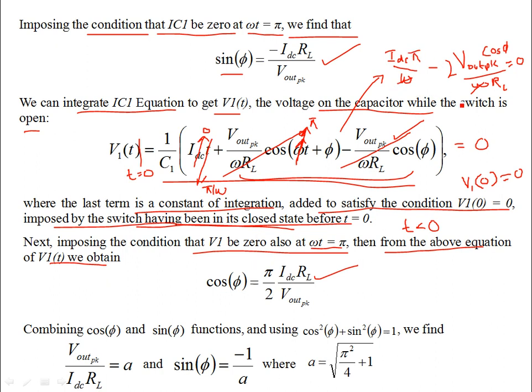So you can make this equation in the form that looks like this. So you have cosine phi, sine phi. How do you determine the phase phi? You combine both of the cosine and sine functions using the identity that cosine square and sine square added together is 1. So if you assume that V out over IDCRL is A, and sine phi, because you look at this term, you can see that this is equal to minus 1 over A.